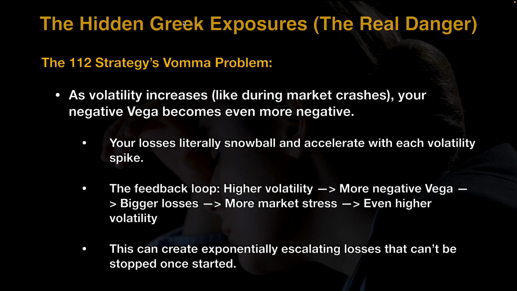And this creates a feedback loop. Higher volatility equals more negative vega, which equals bigger losses, which equals more market stress, which leads to even higher volatility. And this can create exponentially escalating losses that can't be stopped once started.